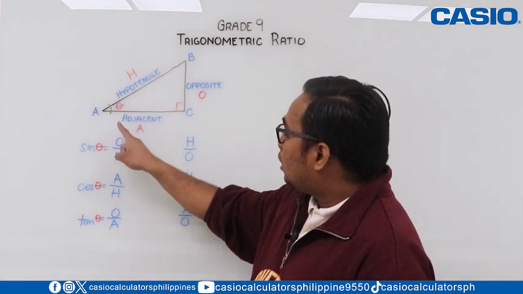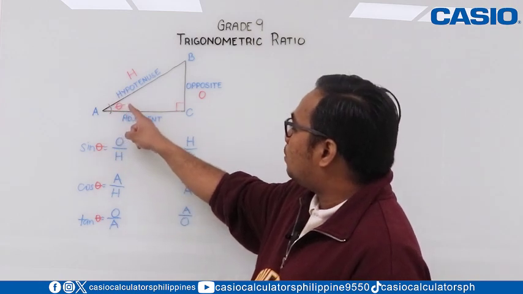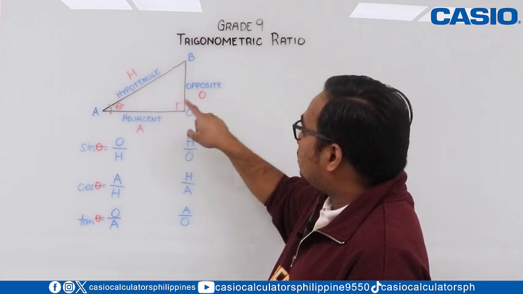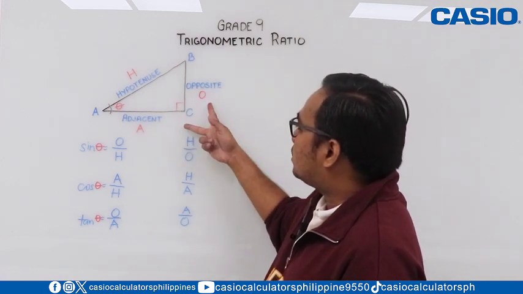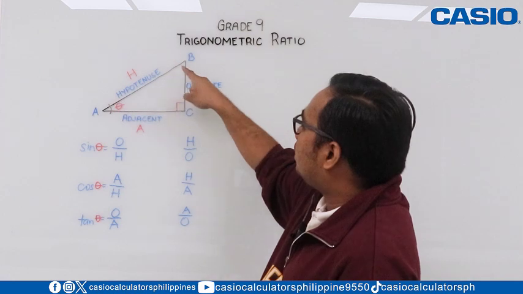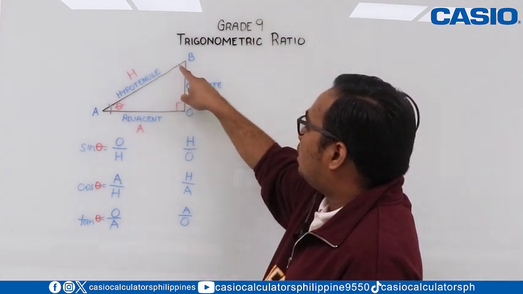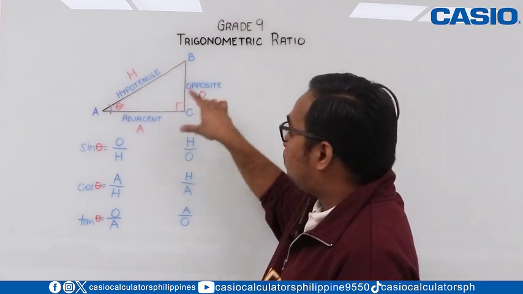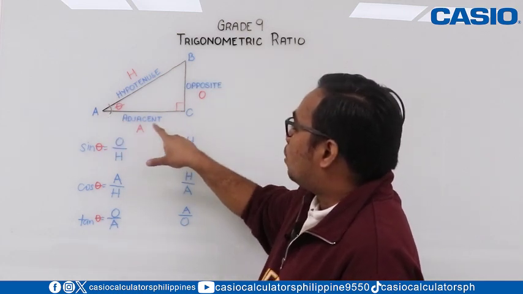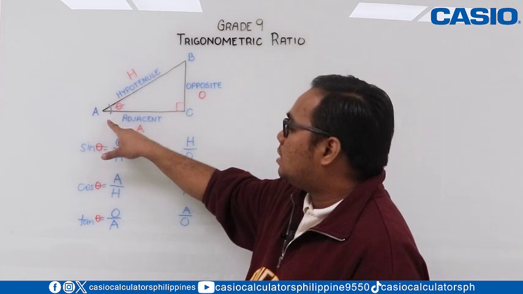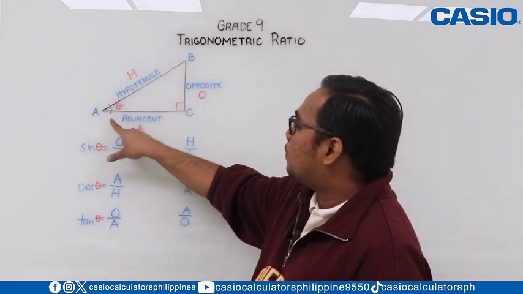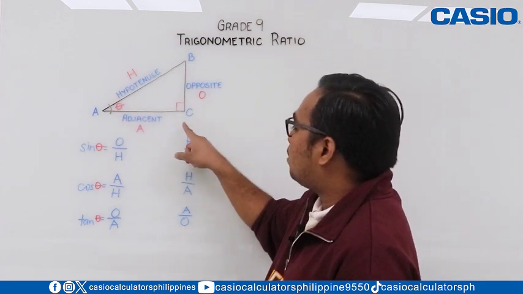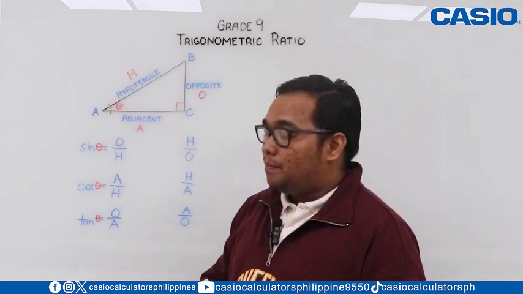Now, take note, if the reference angle is at angle B, the adjacent and opposite sides will be reversed. Since if the reference angle is at angle B, the adjacent side now is side BC, and the opposite side now will be side AC. Now, our reference angle is angle A, so therefore the opposite side remains at BC and the adjacent side remains at side AC.